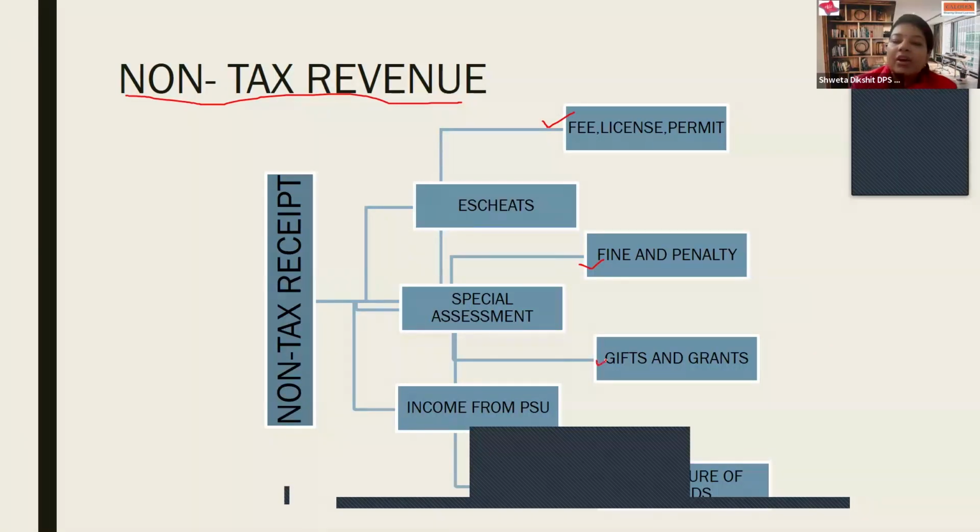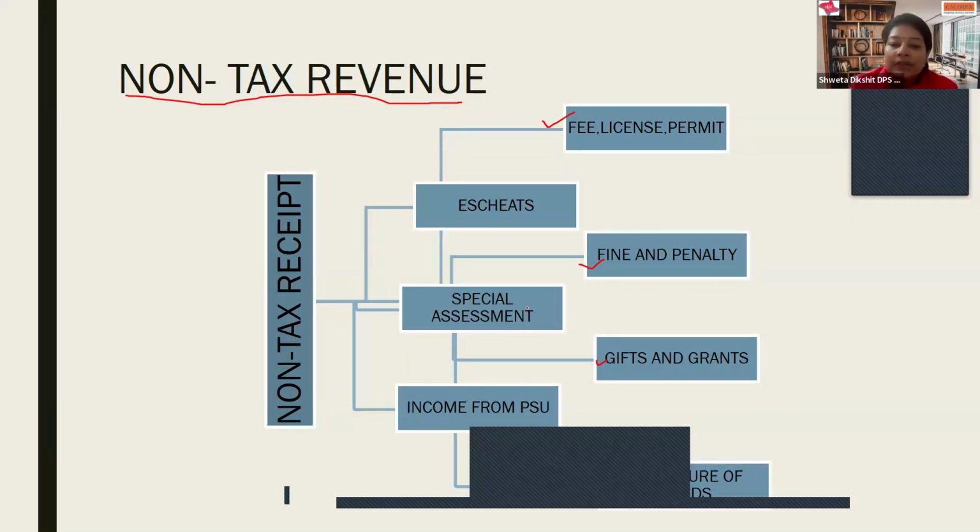Gifts and the grants. The government receives various kinds of gifts from the NGOs, non-government organizations, sometimes international organizations like UNICEF, UNESCO, World Health Organization. Sometimes the NRIs living in different parts of the world, that is non-resident Indians, they also give some gifts and the grants to the government.